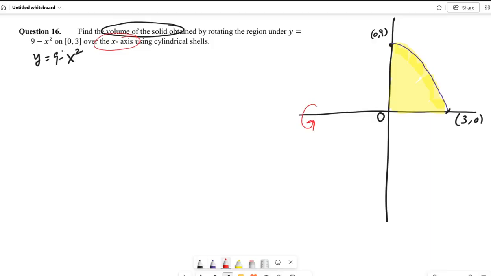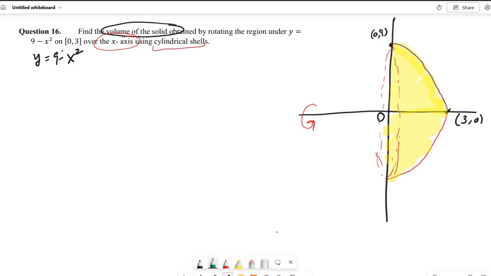So first of all, the first step is to draw a solid of rotation by rotating it around the x-axis. That I can do by drawing a mirror image of that curve in the x-axis and shading that. You can show that this is a solid of rotation by drawing a little rotation around here. Okay. Now we are using the cylindrical shell method.